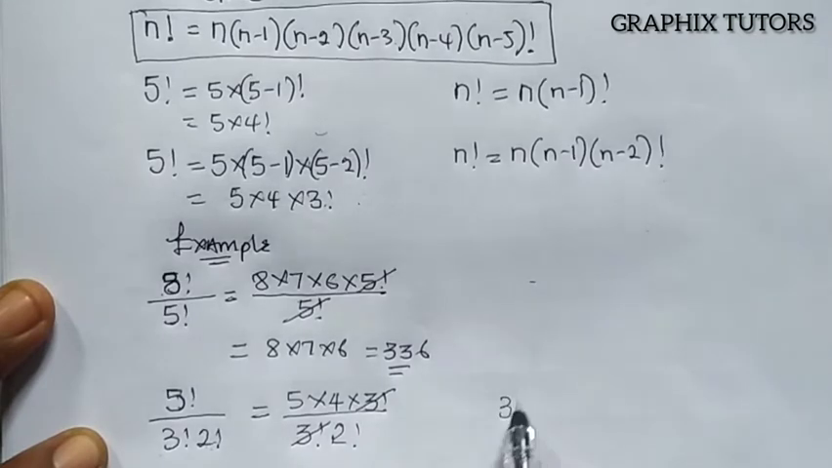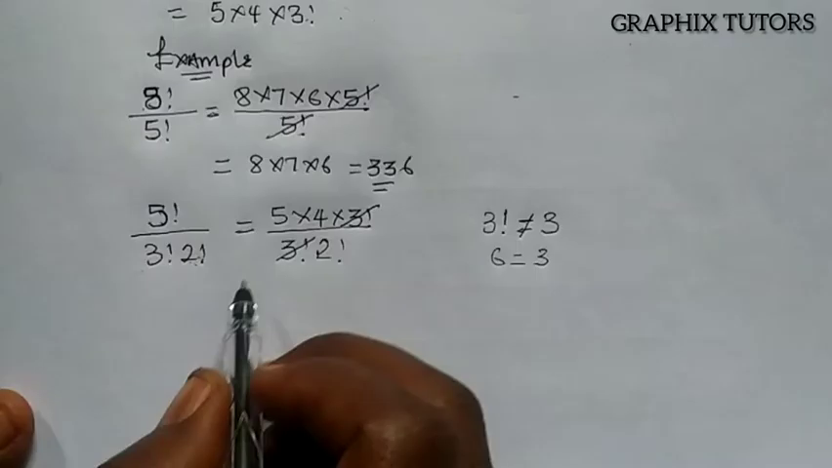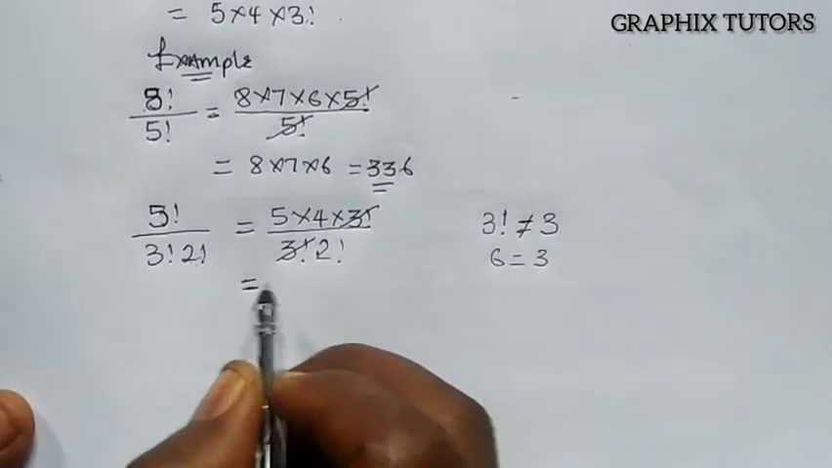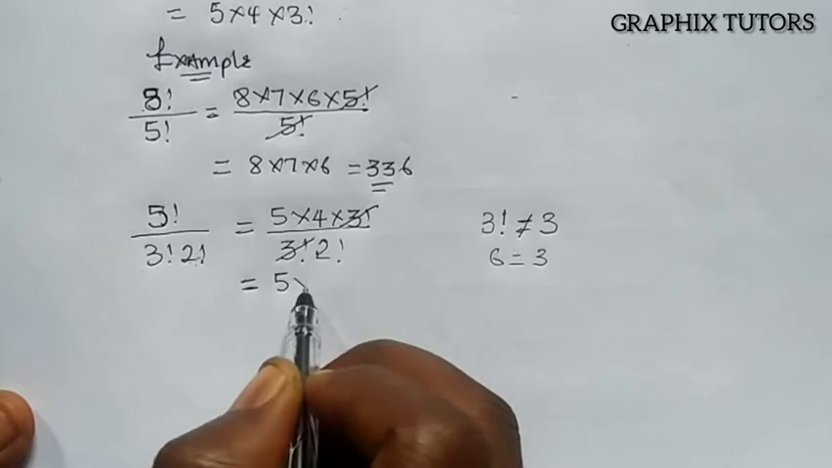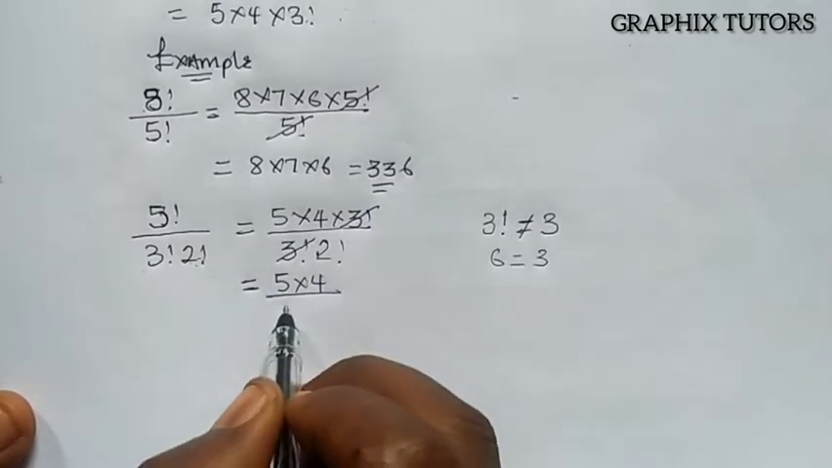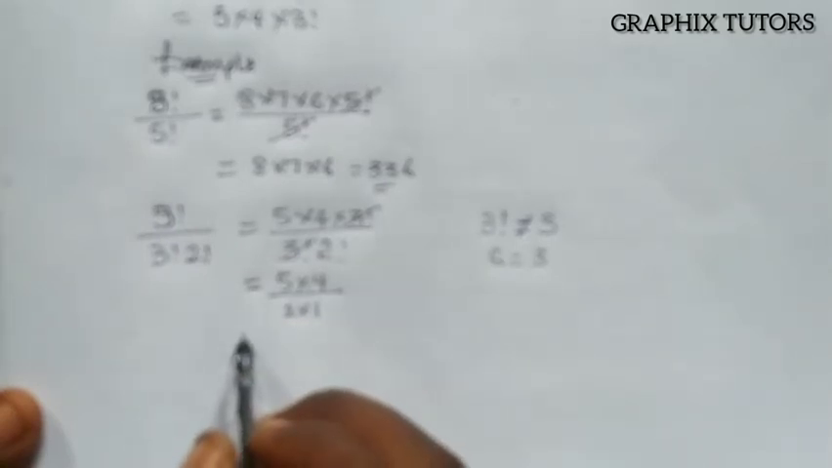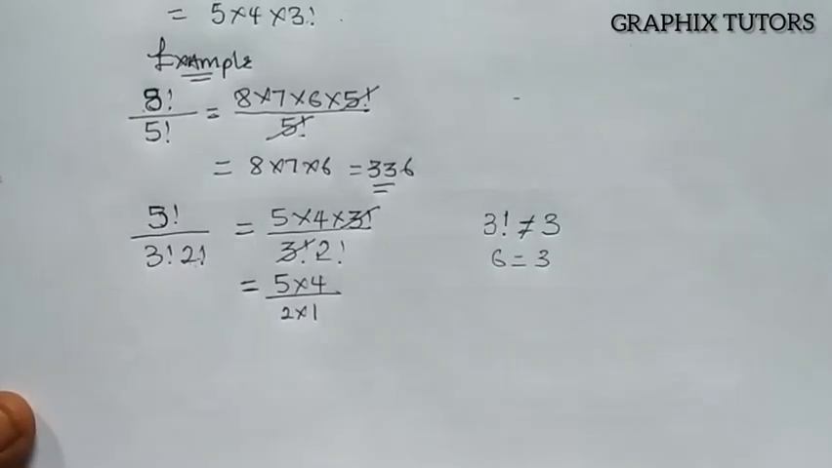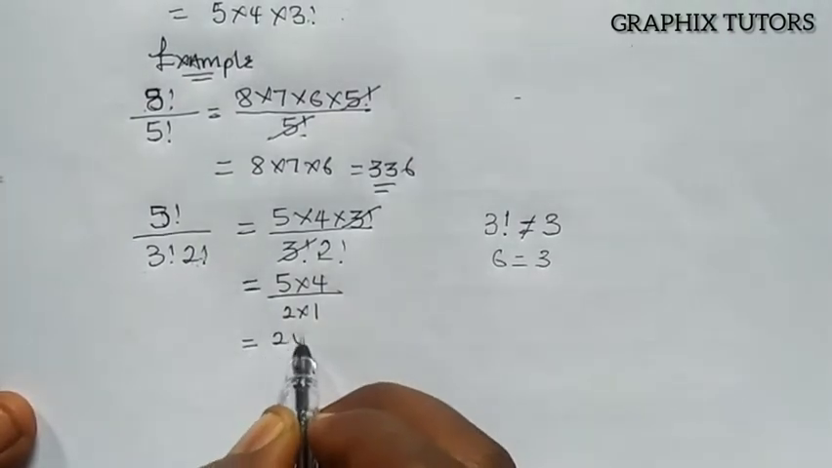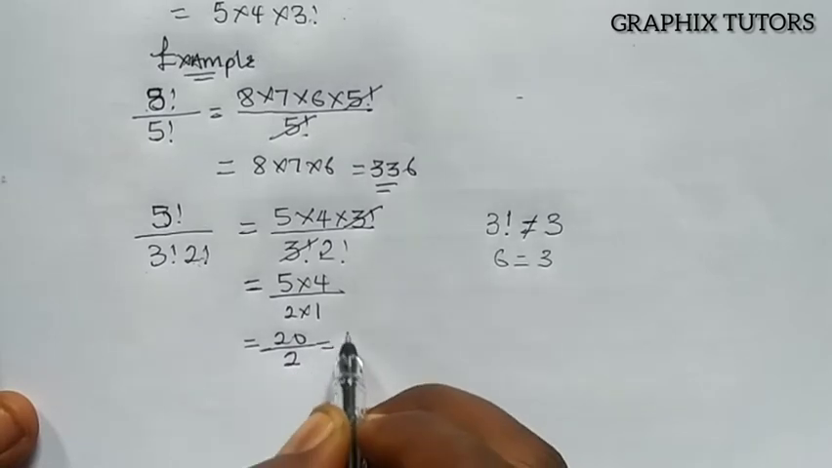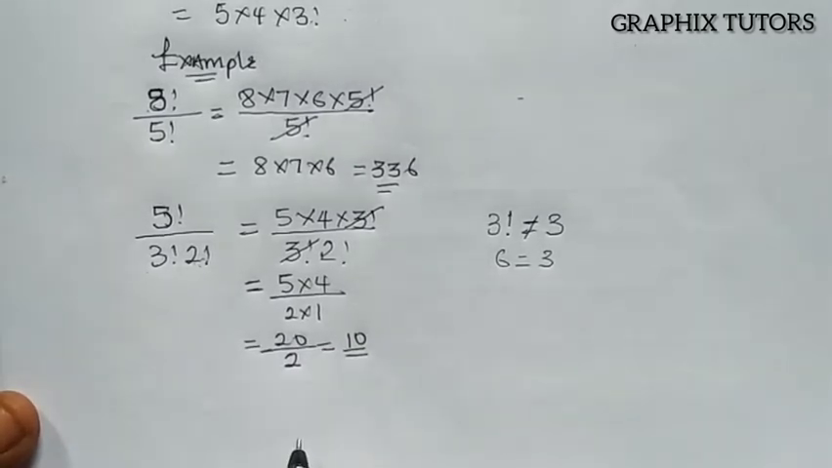It takes a factorial to equal a factorial. You need to know that 3 factorial is not equal to 3. 3 factorial is 6, and 3 remains 3. So whenever you compare both of them together, this will now give me 5 times 4 all over 2 factorial. That is 2 times 1, which is 2. So I'm going to be having 20 all over 2, and that will give me 10. That's my answer there.